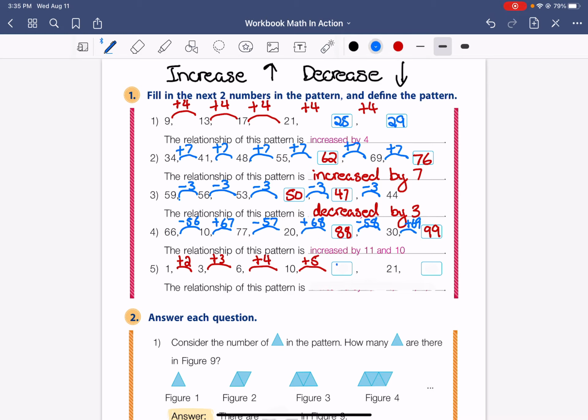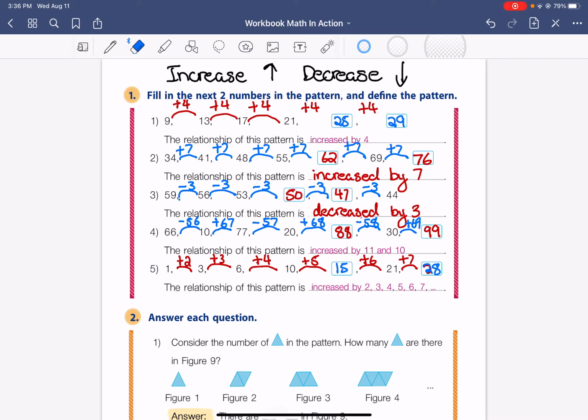We're going to write 15. 15 to blank, plus 6. 21, plus 7. We get 28. So the pattern of this is adding one more than the last, right? We're always going to add 1 more. Increased by 2, 3, 4, 5, 6, 7.